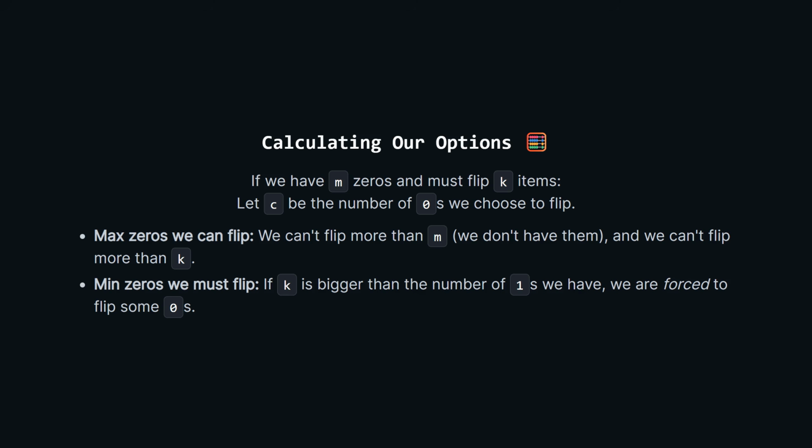So if we only care about the count of zeros, what happens when we make a move? Suppose we have m zeros right now. Out of the k items we flip, let's say c of them are zeros. What are the limits on c? Well, the maximum zeros we can flip is limited by how many we actually have, and our k limit. The minimum we flip depends on our ones. If k is larger than our available ones, we are forced to flip some zeros. This creates a specific range of valid moves.